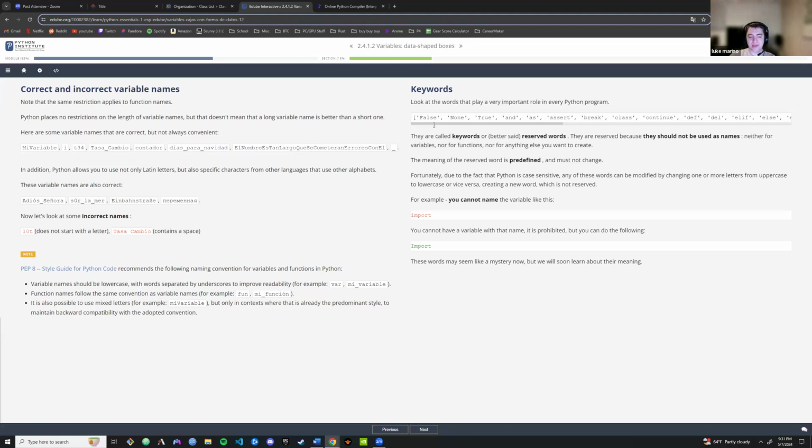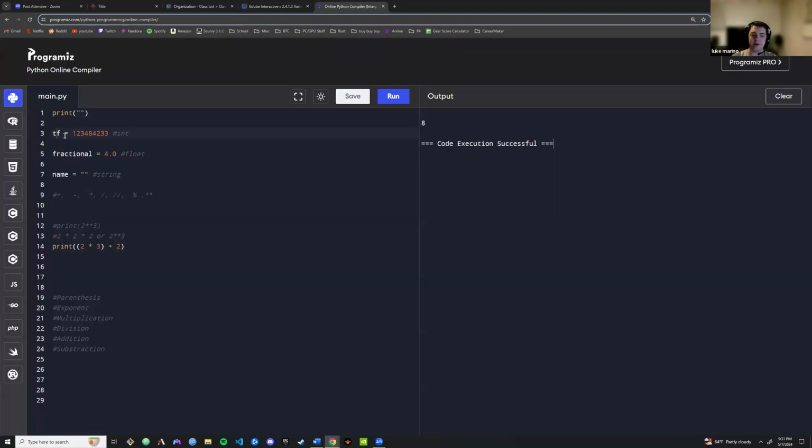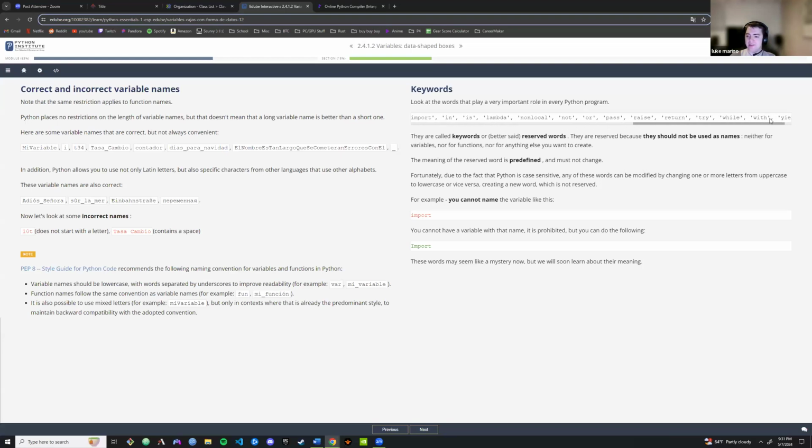So yeah, let's look at some keywords here. We're going to talk about reserved words right now. These are some reserved words right here. These are words that are incredibly important to Python, so they want to keep them for themselves. They don't want you to use them unless you're using them for the proper reason. They don't want you to name your variables any of these. So if I try to name my variable if, I'm going to get an error because I'm using a reserved word. And yeah, the list goes on and on. There are many reserved words.